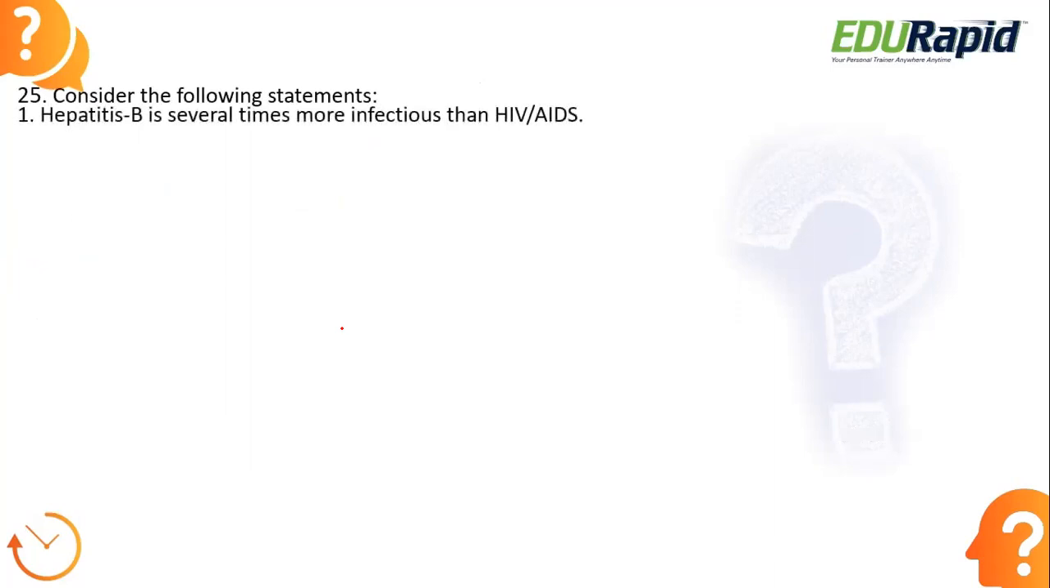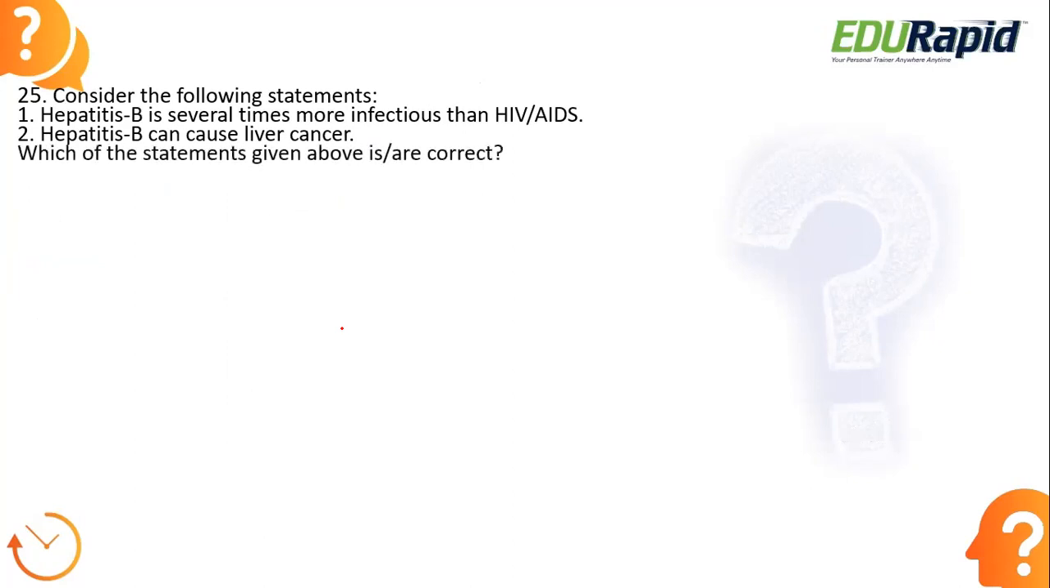Consider the following statements. One, hepatitis B is several times more dangerous than HIV or AIDS. Two, hepatitis B can cause liver cancer. Which of the statements given above are correct? Option A, 1 only, option B, 2 only, option C, both 1 and 2, and option D, neither 1 nor 2.